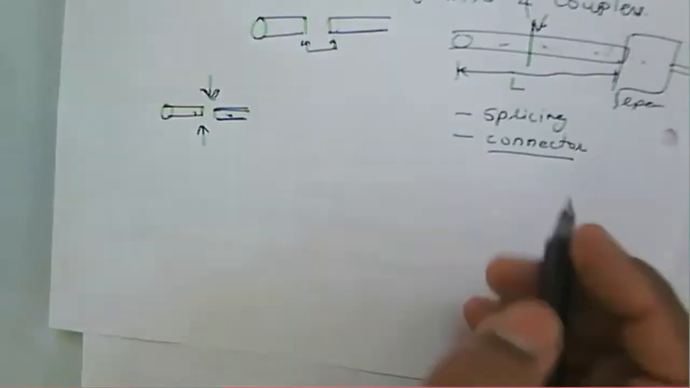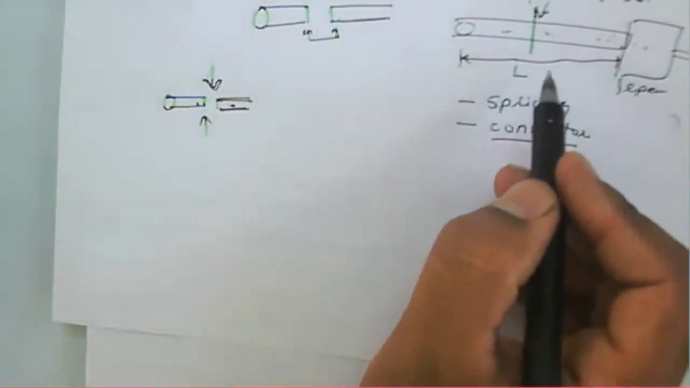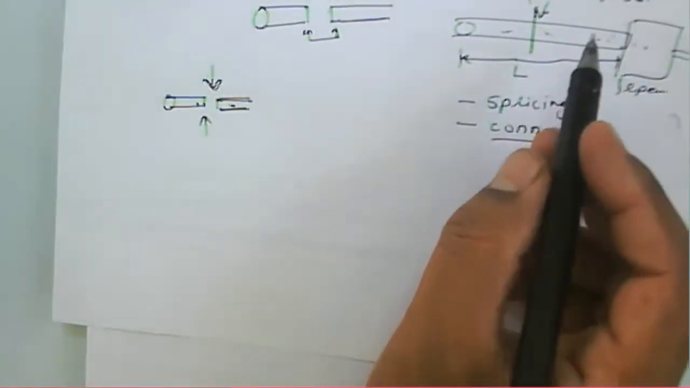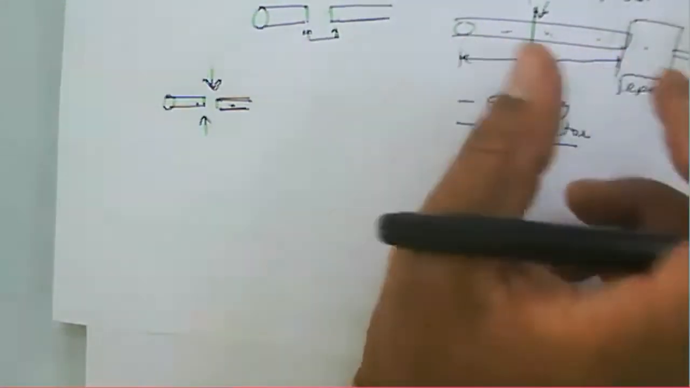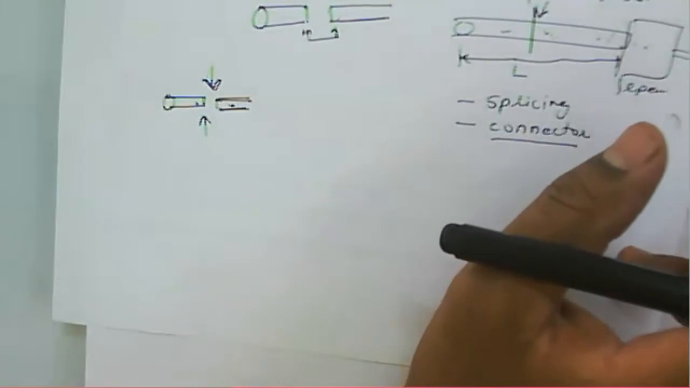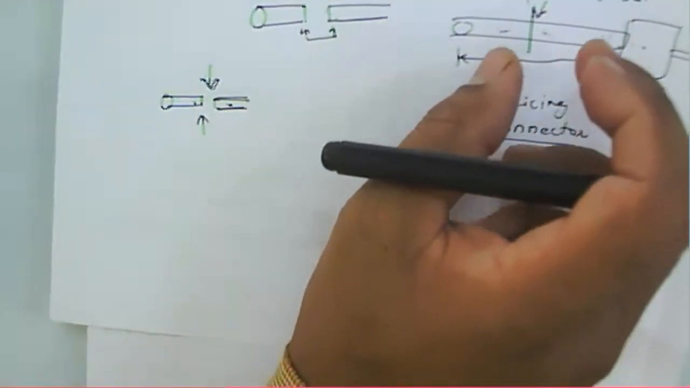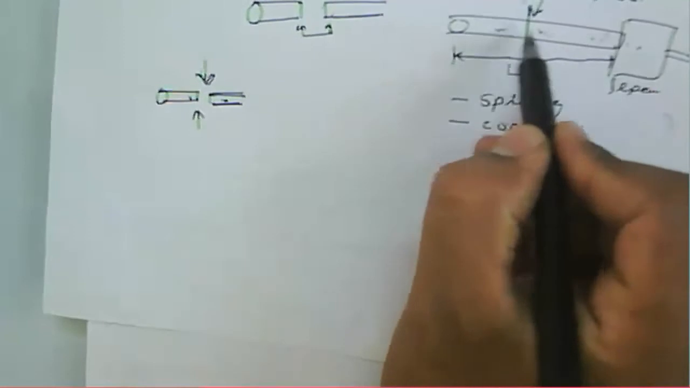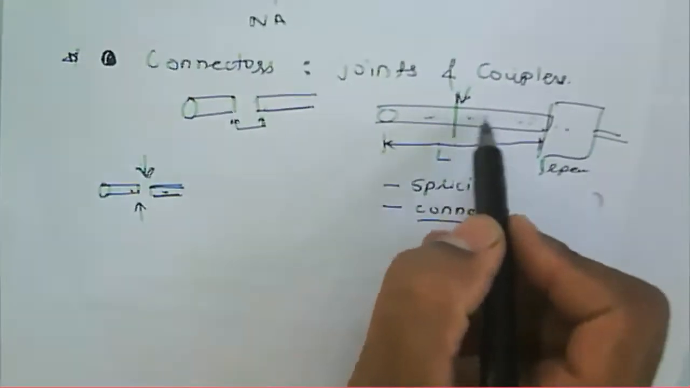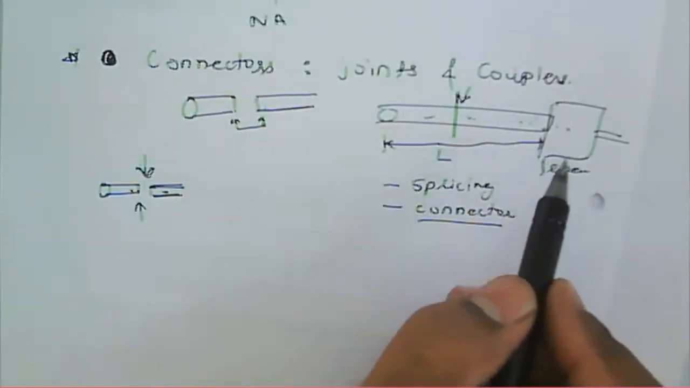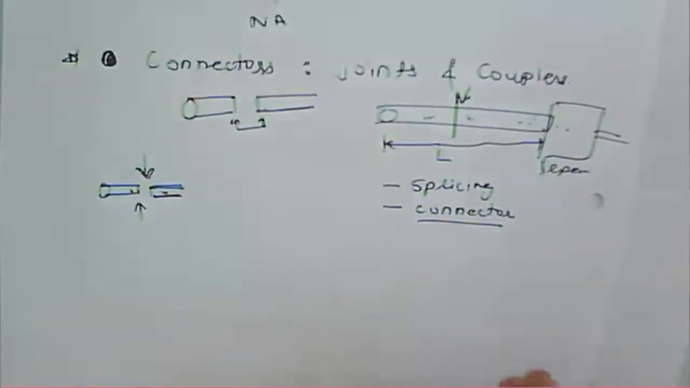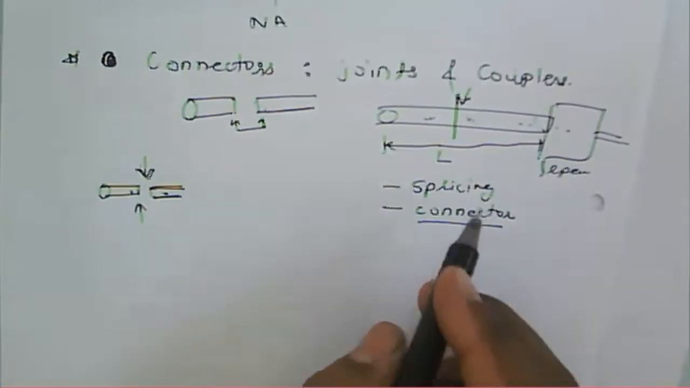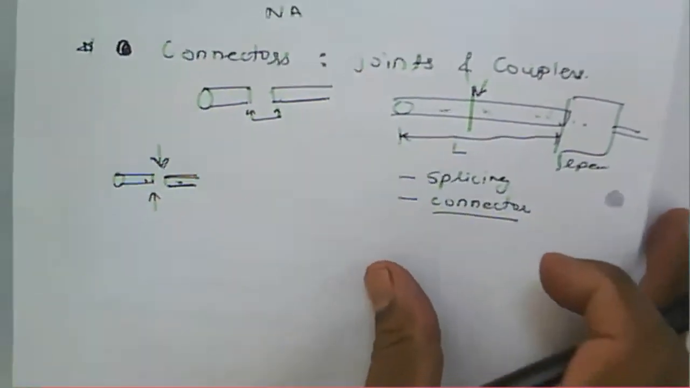and this demountable connector is just like something we can remove also, or we can connect it to a fiber for a particular use, and we can remove it also. It is analogous to electrical plugs and sockets. We can connect it to the fiber, and once the use is over, we can remove it.